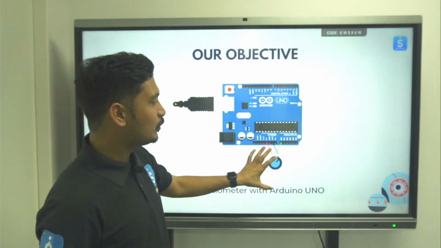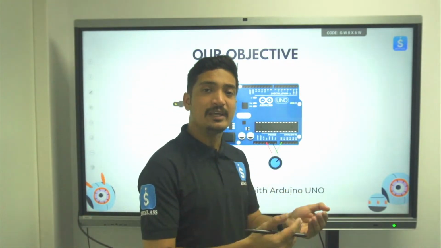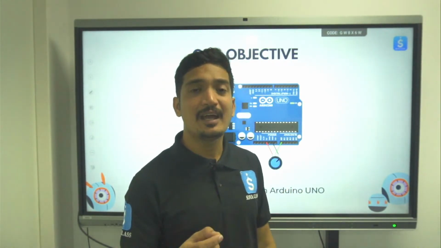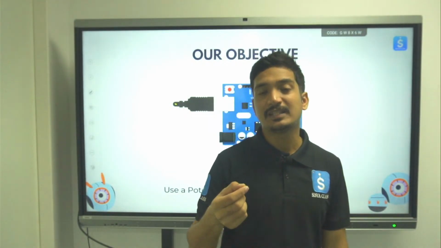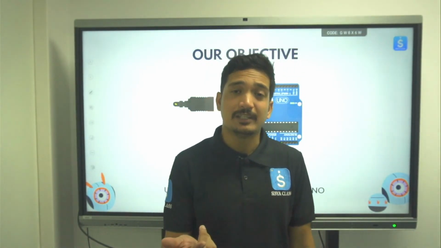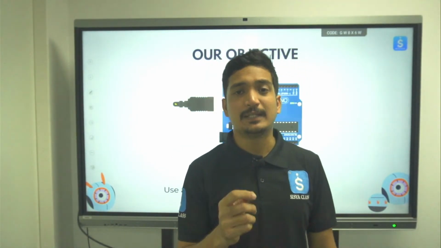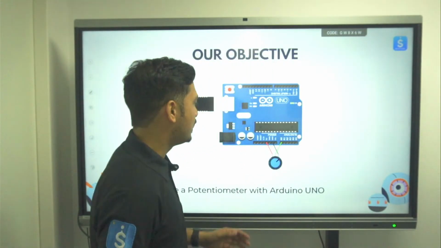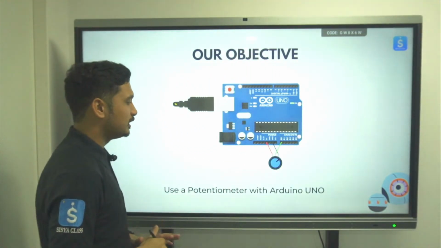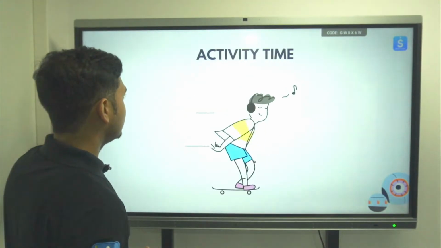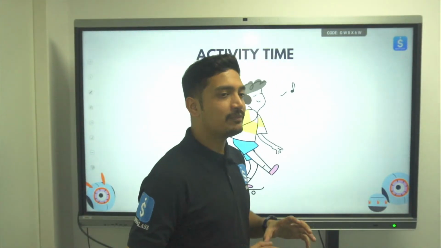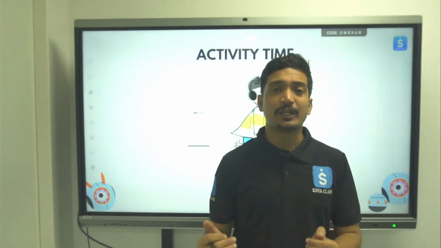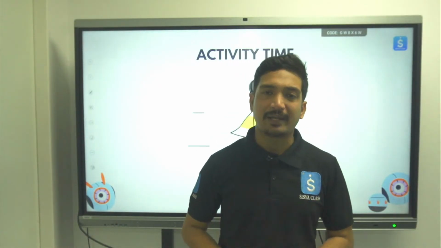Once we understand how to make this project, we will modify it to some extent and then connect an LED and see how the brightness of this LED can be varied based on the voltage that we are supplying to this component. I hope this is clear to all of you. Yes, so now here is the activity time. We have understood today's concept. Now we can move to doing it in the practical way.